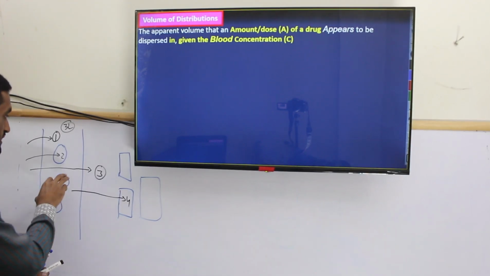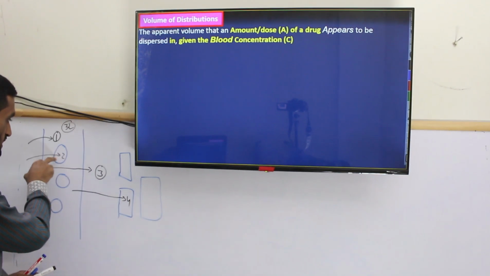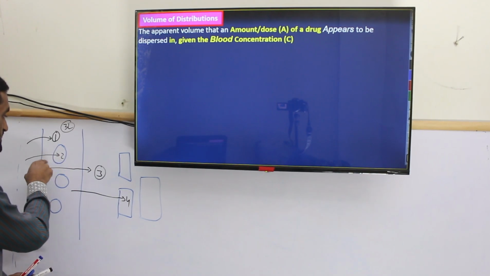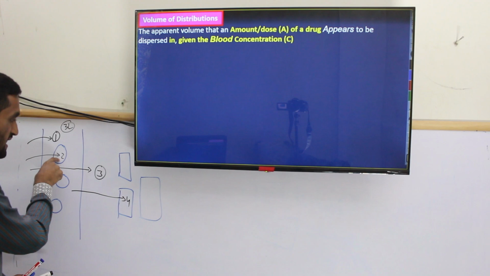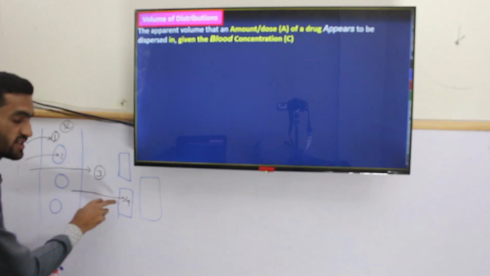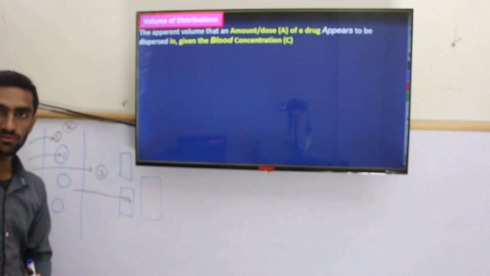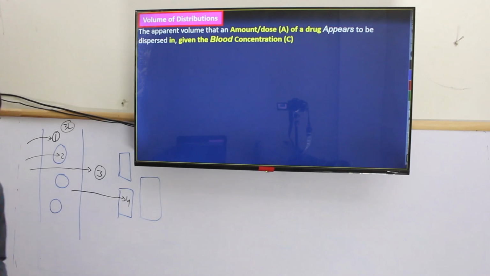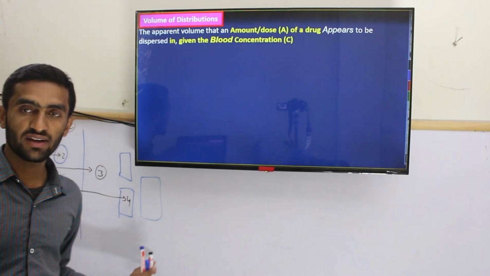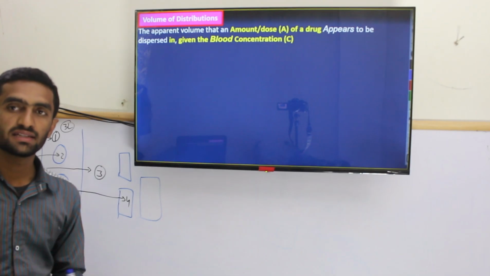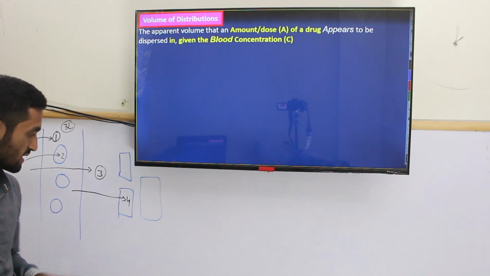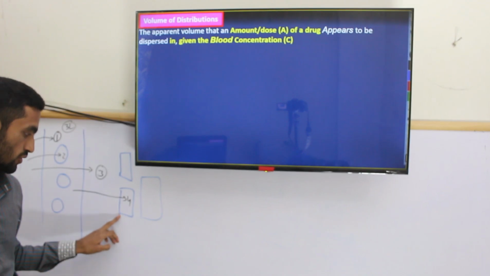The other drug can enter into the cell, because it can cross the membrane of the blood cell, and it can also enter into the tissue. So its volume of distribution is going to increase more. In this way, just apply this concept. These drugs are very lipophilic and of smaller size, and they can enter into tissue.